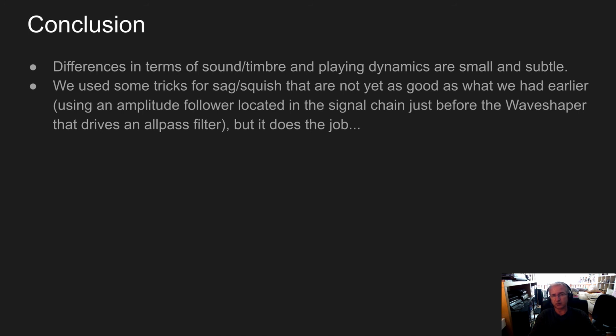So earlier we tweaked the transfer function in real time, depending on the envelope follower. This time we used an envelope follower located in the signal chain just before the wave shaper, and instead of driving the transfer function, it drives the low-pass filter. It was not, in my opinion, as good as what we had before, but it does the job.